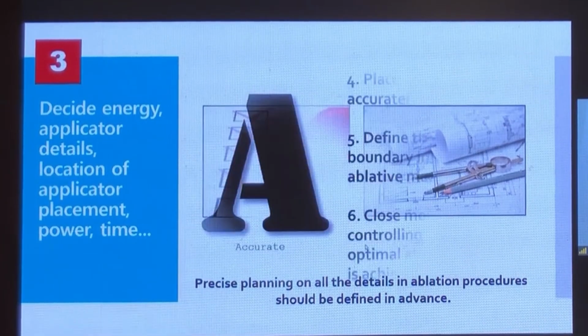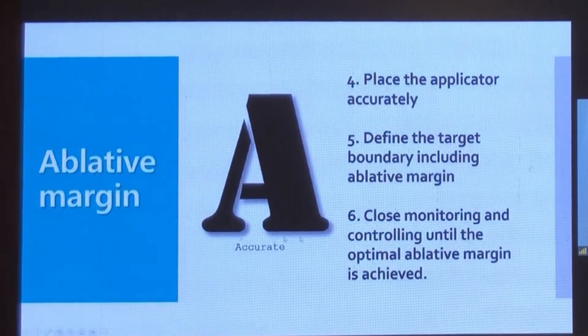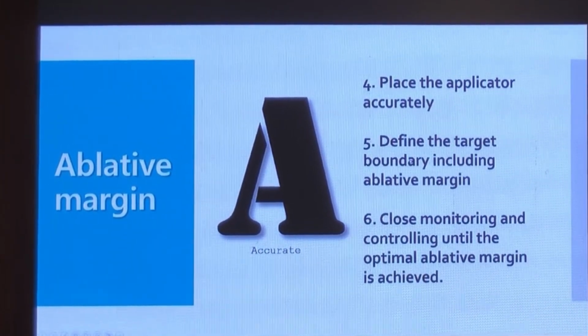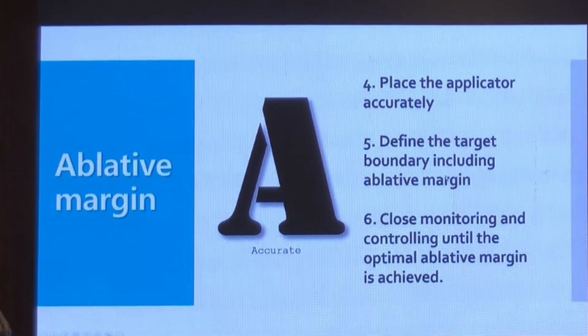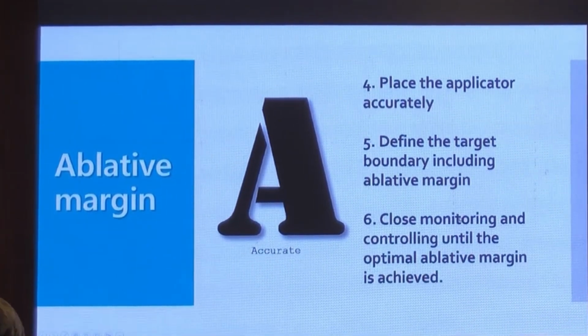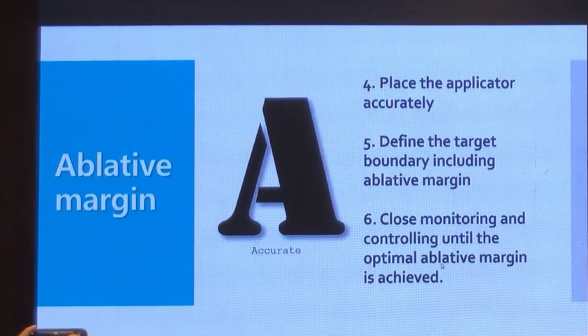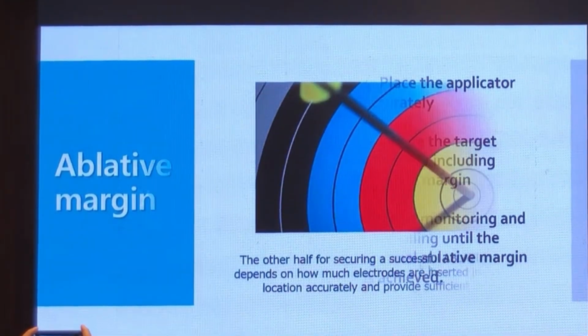Again, planning is most important. Let's move on to the accurate procedure. First, we should place the applicator accurately. Second, define the target boundary, including ablative margin, and closely monitor and control until the optimal ablative margin is achieved.